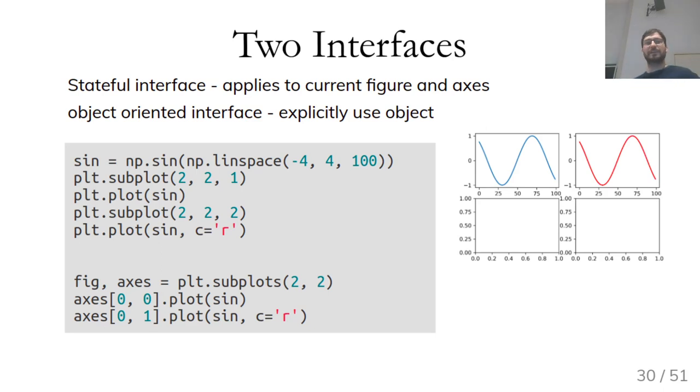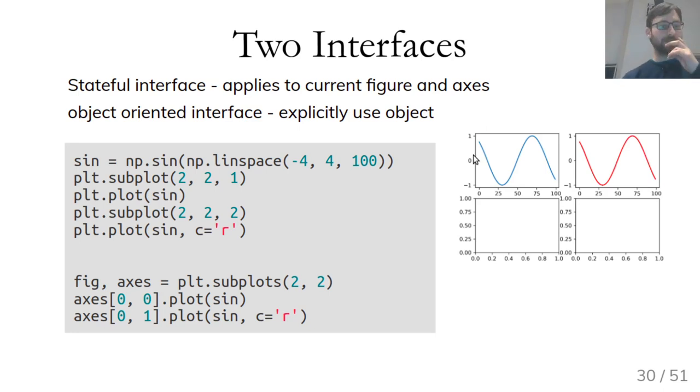If you call plt.subplot, it'll set the current axis. So it will create an axis and set the current axis. So for example, I can say, I'm going to create the subplot in a 2x2 grid at position 1, and then I'm going to plot into it. And I'm going to create it at the position 2, and I'm going to plot into it, and this time in red. And so this is the two plots that you can see. So this is a stateful interface, where somewhere in the depth of matplotlib, it is hidden which one is the current axis.